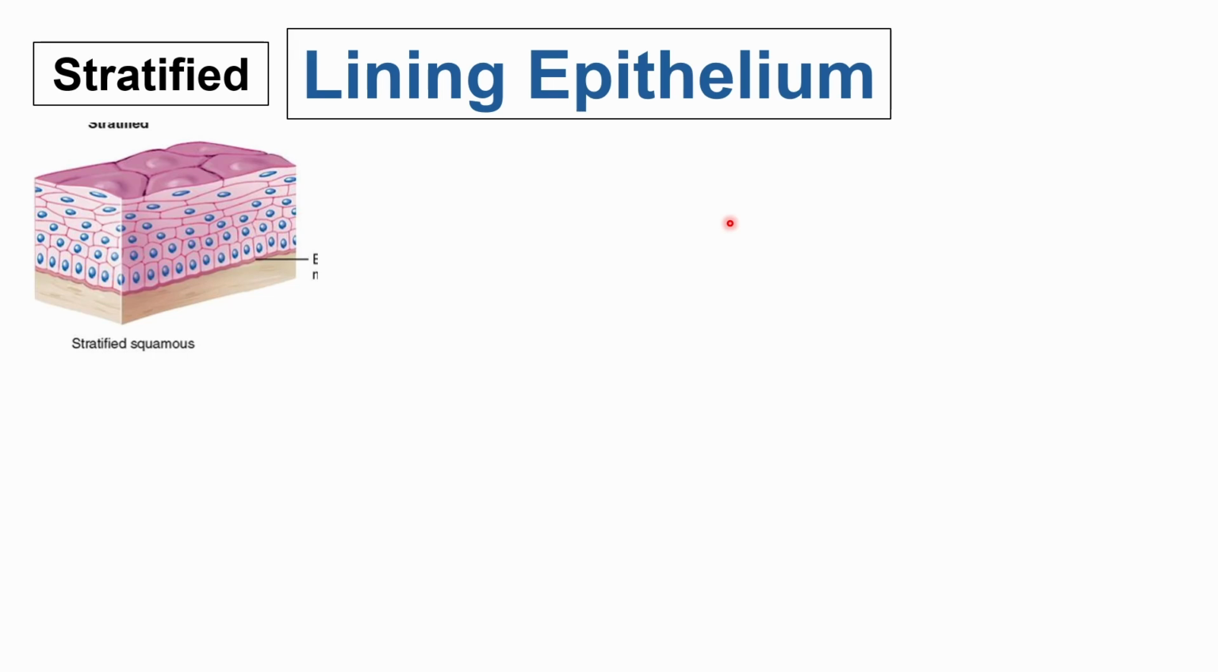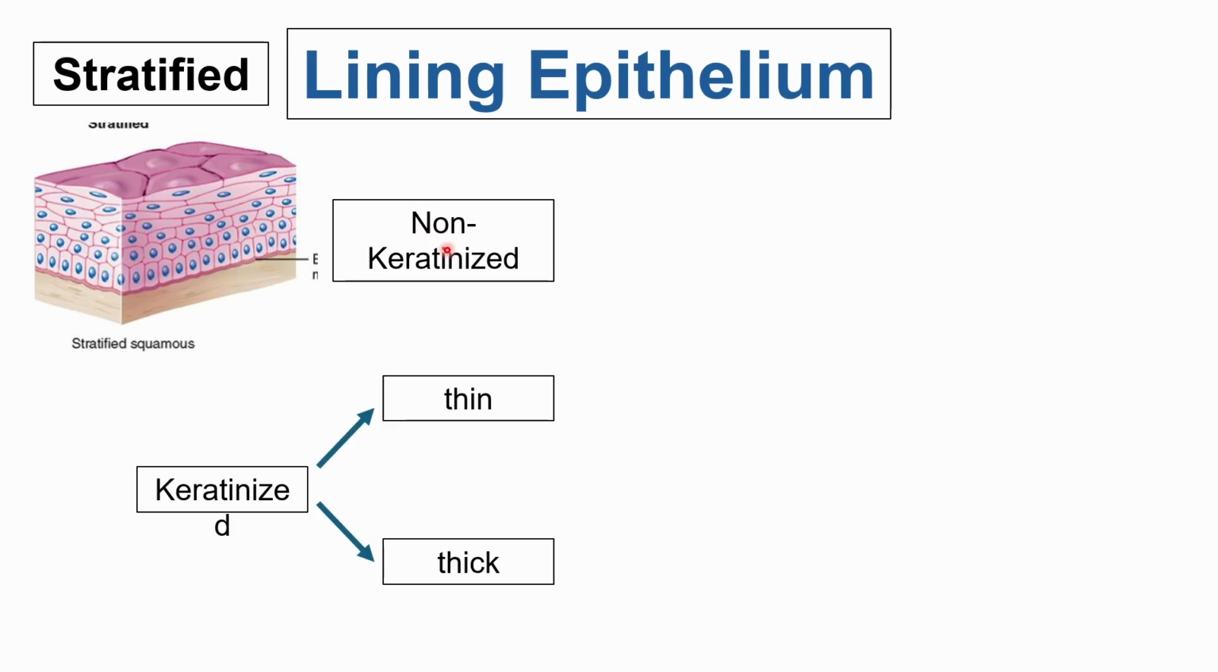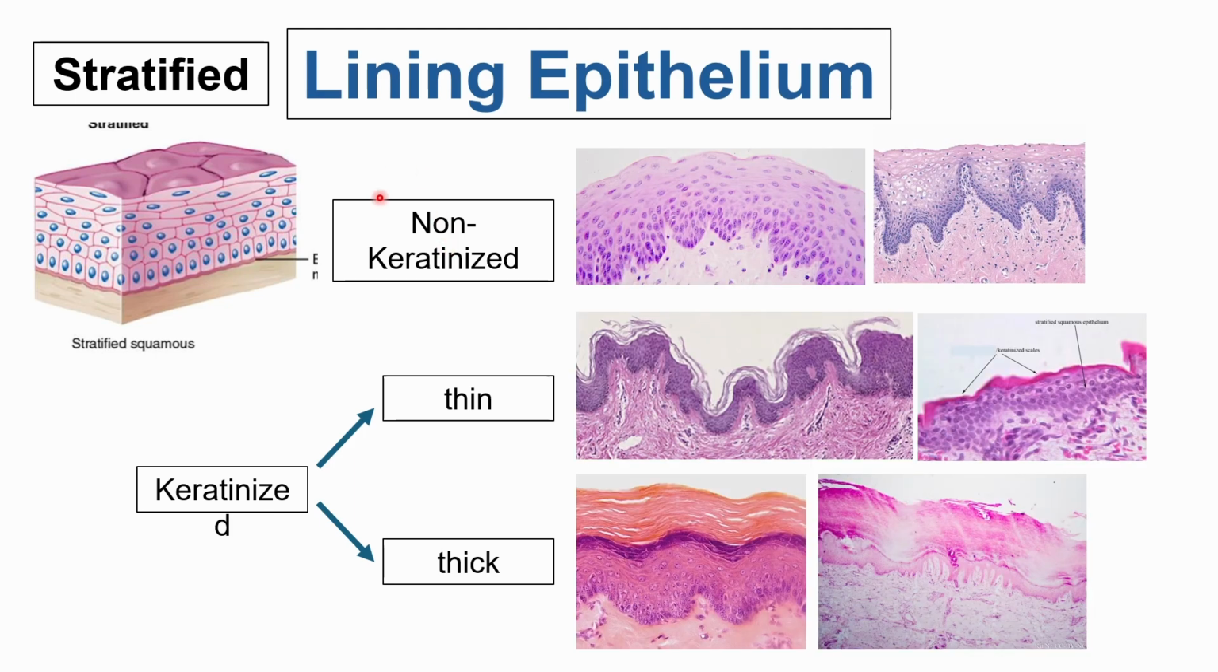And then we have our stratified squamous epithelium. We have two types, the non-keratinized and keratinized. For keratinized, we have two subtypes again, the thin and thick. So for the non-keratinized, you can see that it doesn't have this translucent, pinkish, and no nuclei layer. Okay, because this layer is actually your keratin.